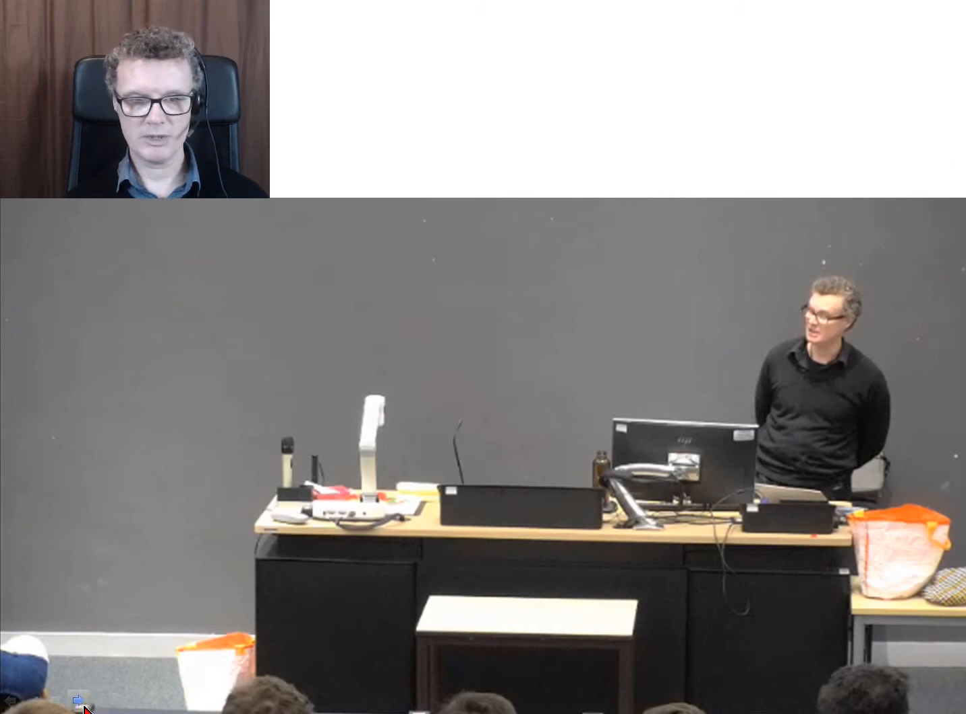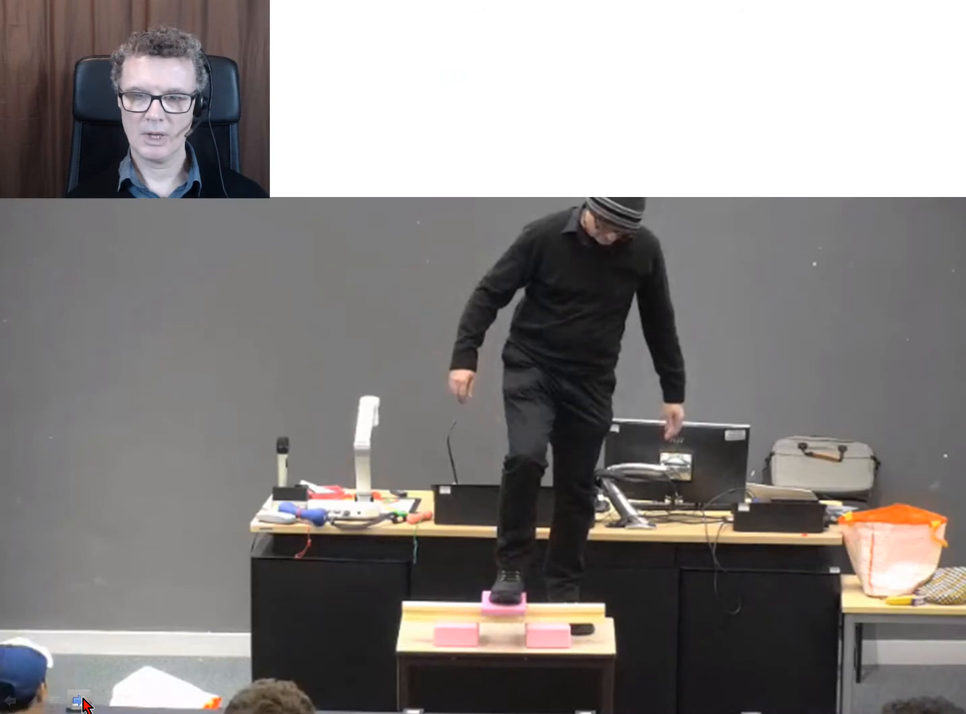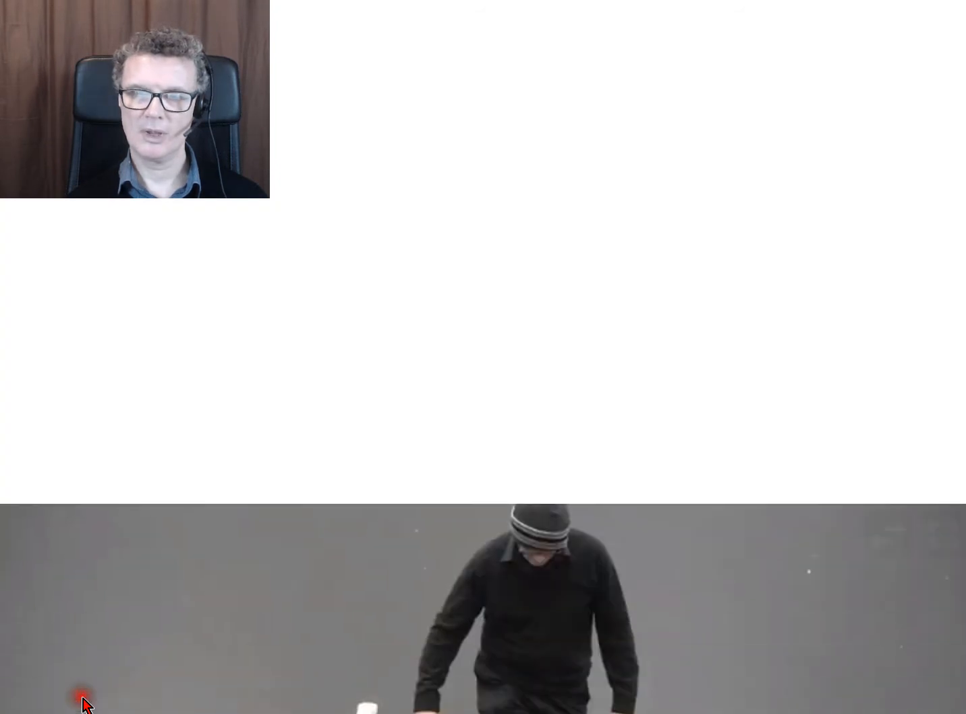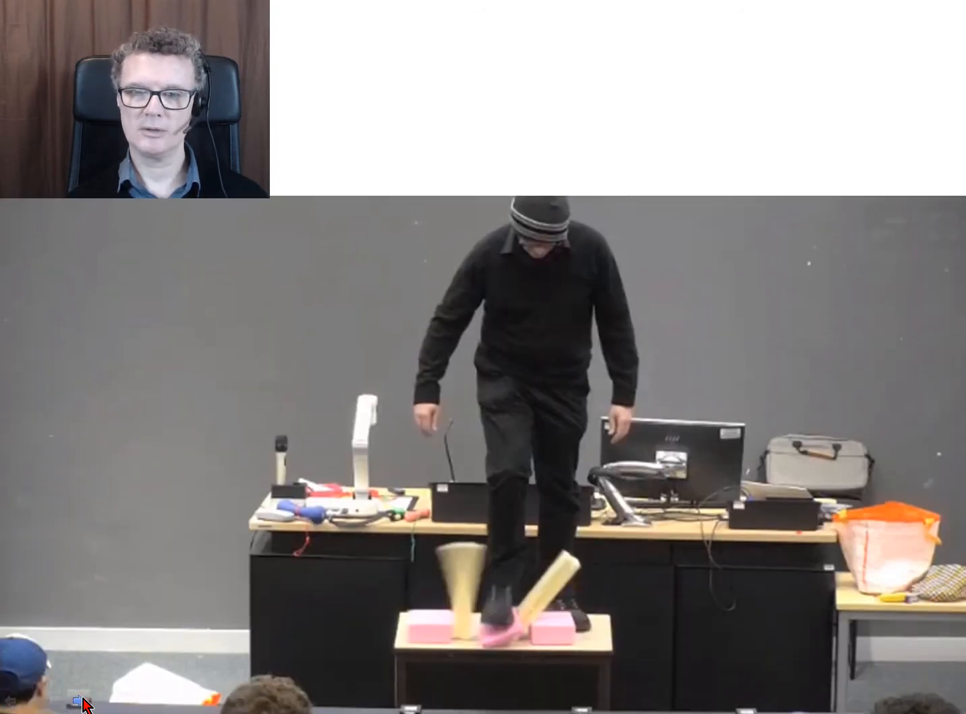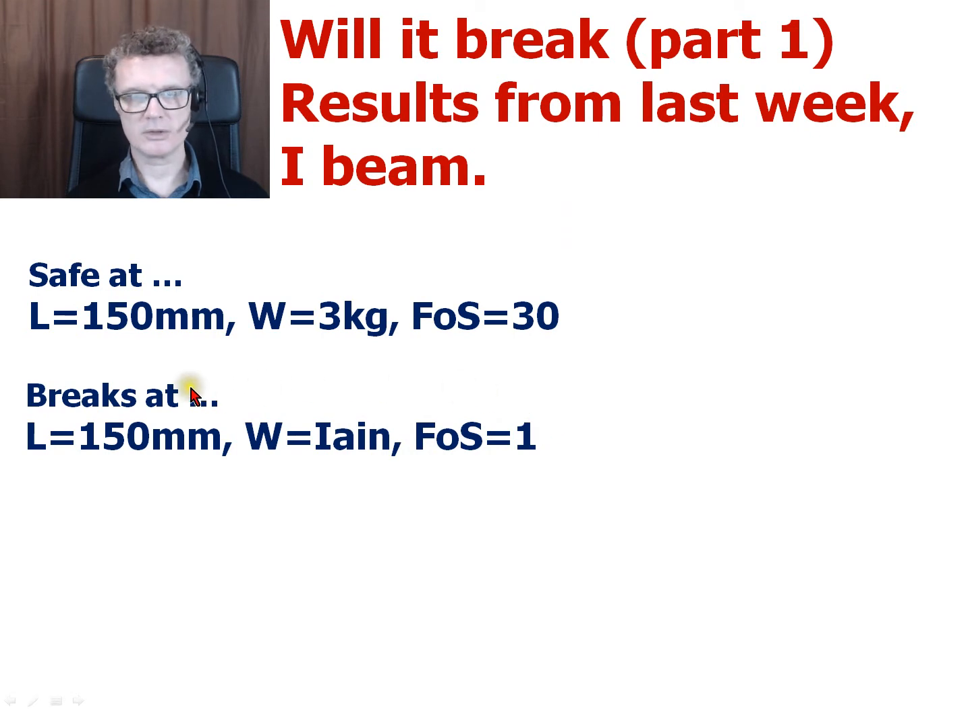So we examined this in the lectorial, and what I did was for the last week I tried standing on that particular I-beam, and it snapped like a twig. So our results, I had my dumbbells with me, so for my 3 kilogram dumbbells, we ended up with a factor of safety 30, and it was fine. The I-beam was happy. And if I stood on it, we had a factor of safety of 1, and it snapped like a twig.